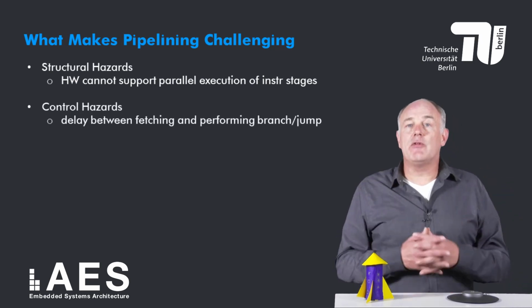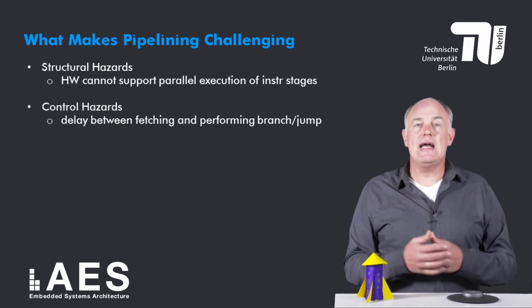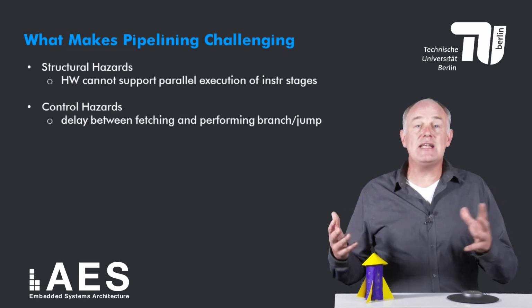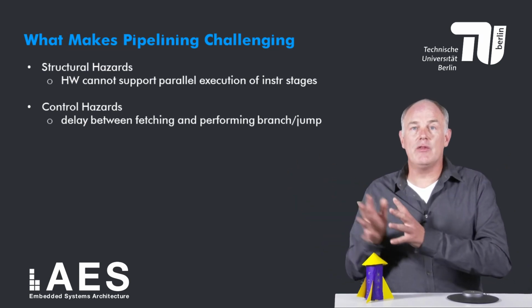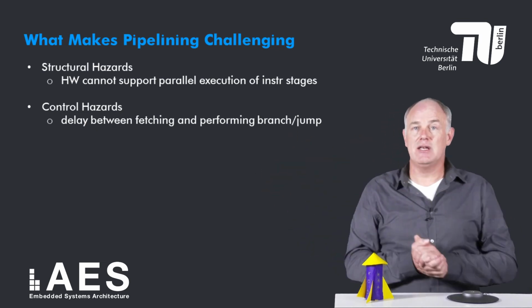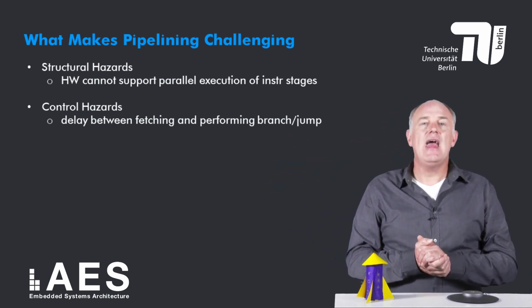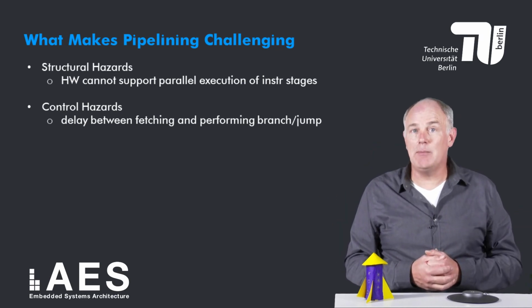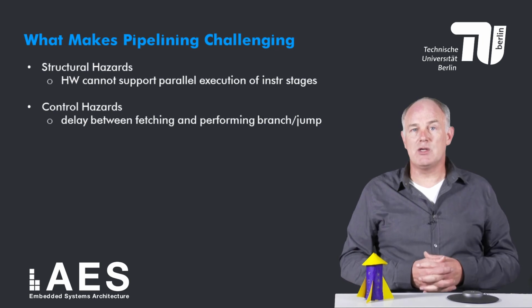The second type of hazard is called a control hazard. A control hazard occurs because a branch is fetched in the first stage as any other instruction, but only takes effect at the end of the fourth stage during the mem stage. At that time, 3 other instructions have already entered the pipeline. We need to solve this somehow.